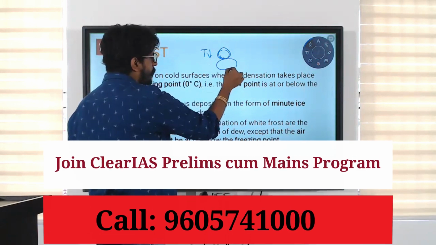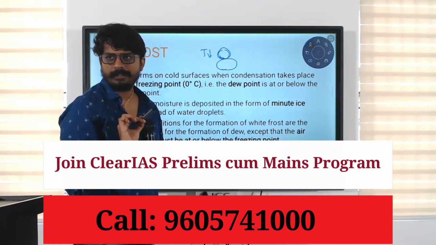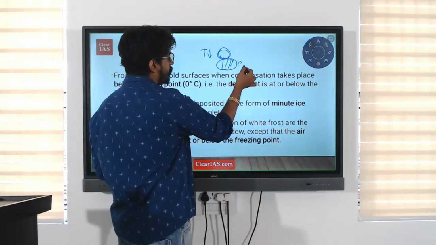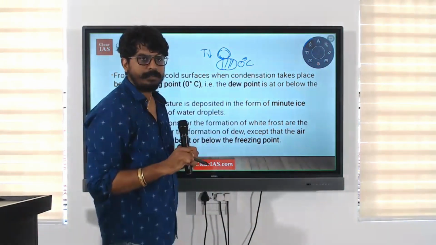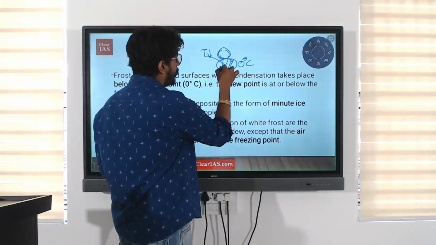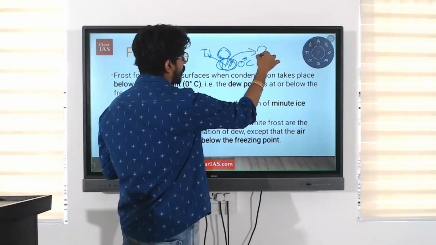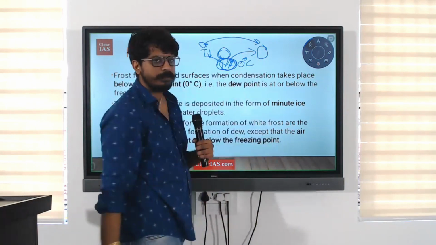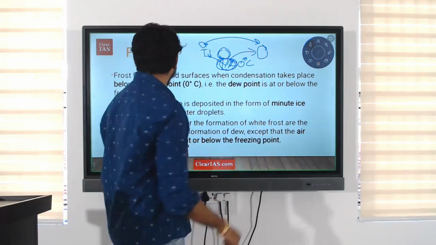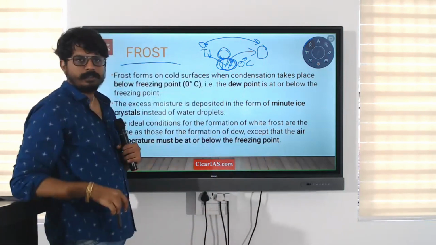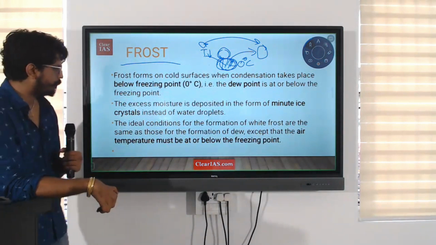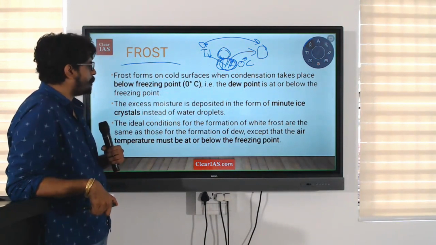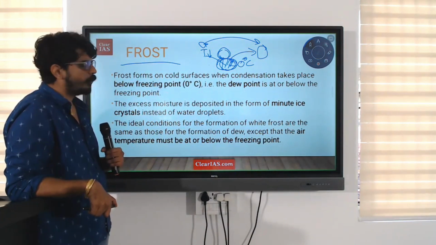We said that when the temperature goes on decreasing, relative humidity goes on increasing, and at one temperature, the air will be saturated. Is that clear? Super. Now, if the saturation is taking place below 0 degrees Celsius, water vapor, instead of becoming water, will turn directly into ice crystals, skipping one stage from water vapor to ice crystals. Such a process is called frost.